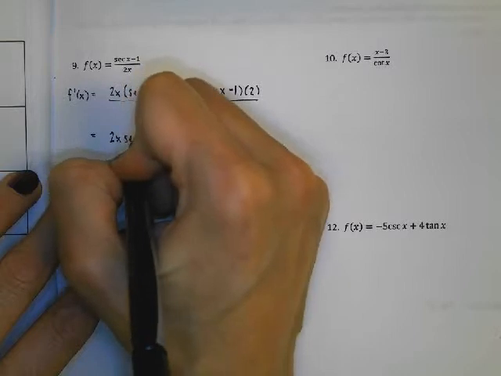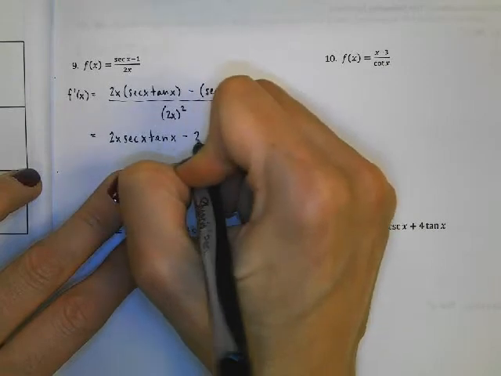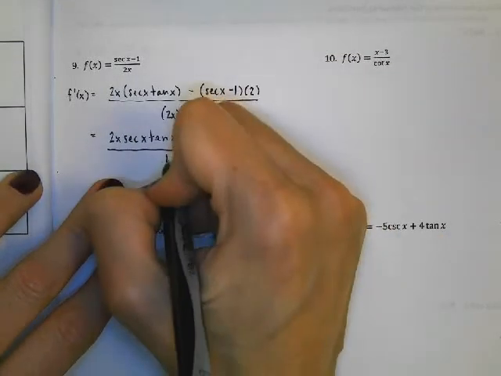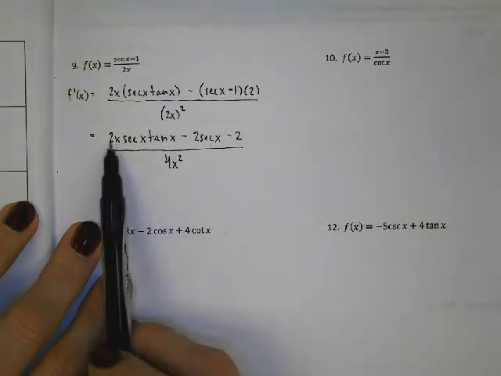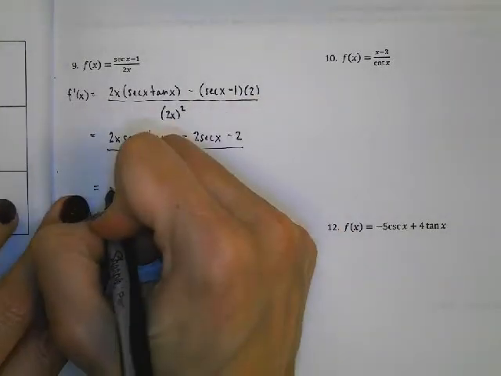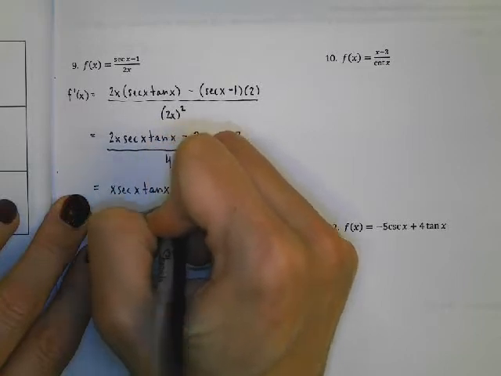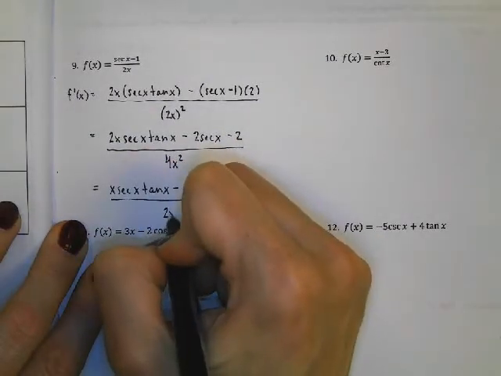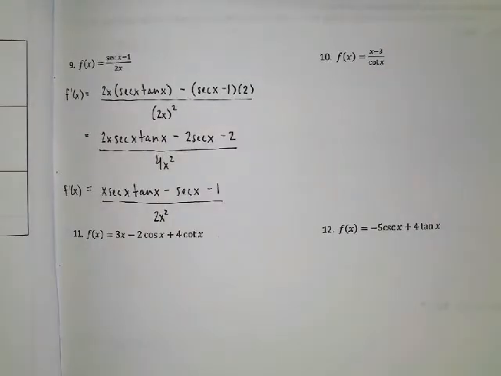We get 2x secant x tan x minus 2 times secant of x minus 2, all over 4x squared. And so then I notice I can factor a 2 out of each term in the numerator and out of the denominator. So I'm going to go ahead and do that, which is going to give us a derivative of x secant x tan x minus secant of x minus 1, all over 2x squared. And that'll be our derivative.